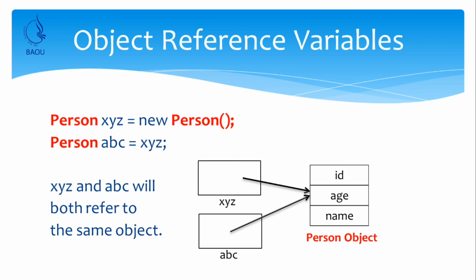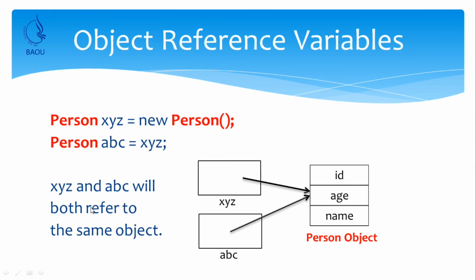As shown on screen, since xyz is already created and assigned, when you write abc is equal to xyz, it will not create a separate copy of the object, but it will only point to the object where xyz is pointing. So, either xyz or abc is the same thing whenever I write abc is equal to xyz.